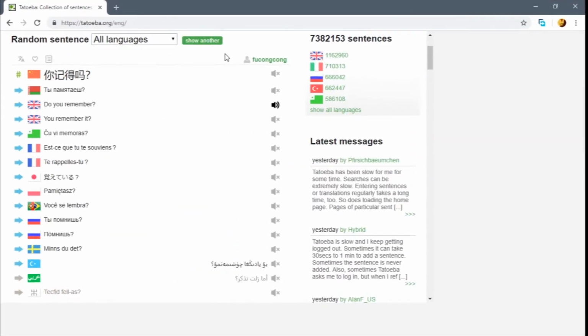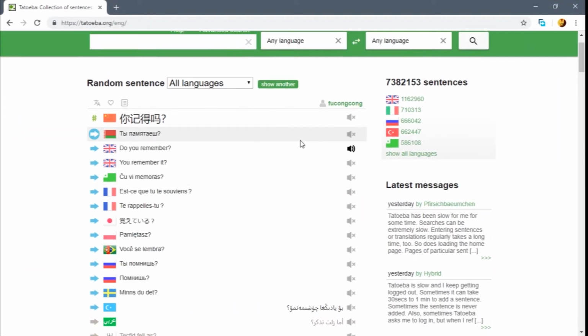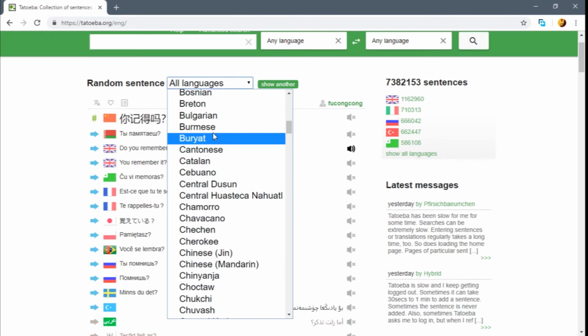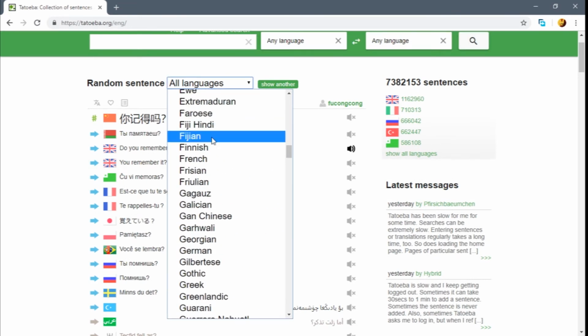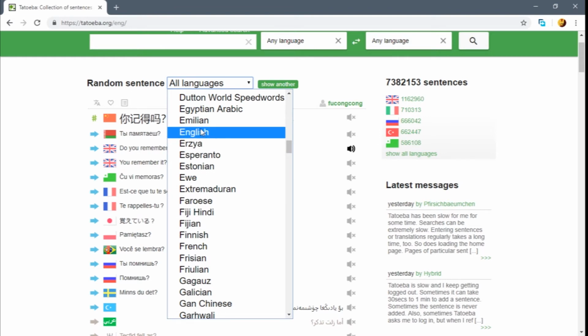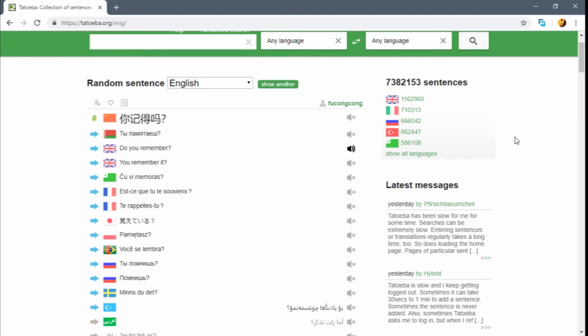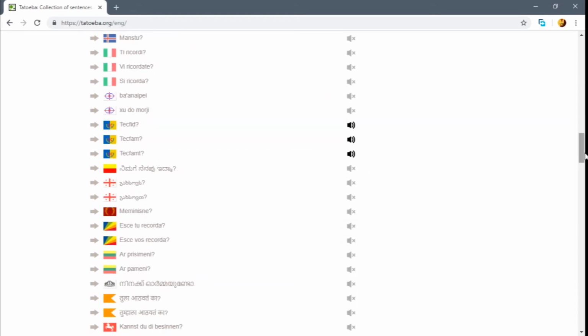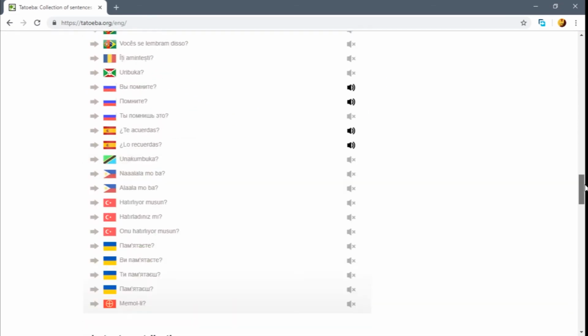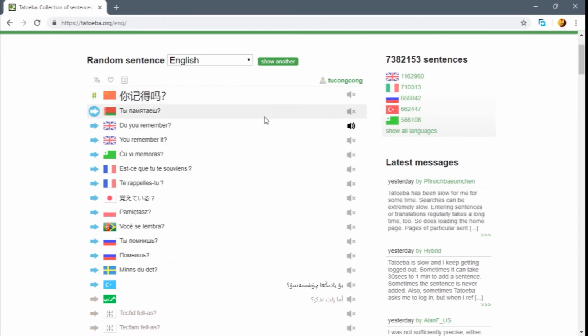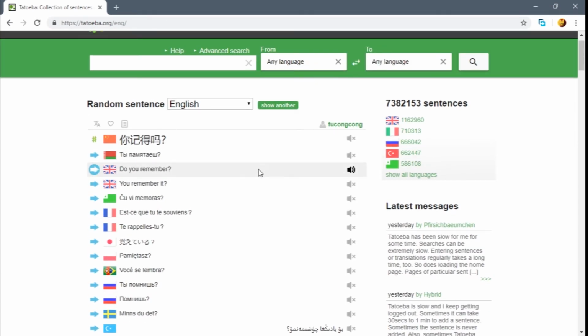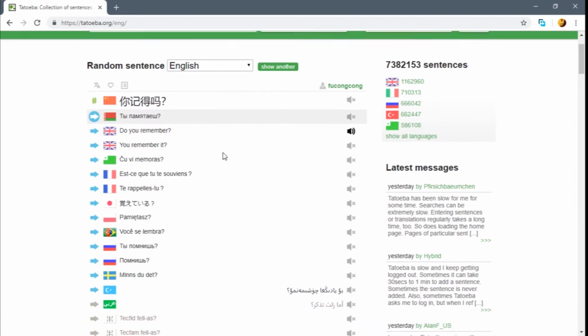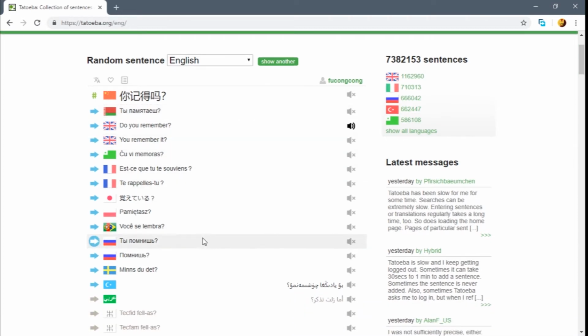I have another tab here. This is more complete. I'm gonna open up English. I'm gonna select English. Okay, so I'm signed up as a Portuguese and English speaker. I mainly translate English to Portuguese because most of the sentences are written in English.